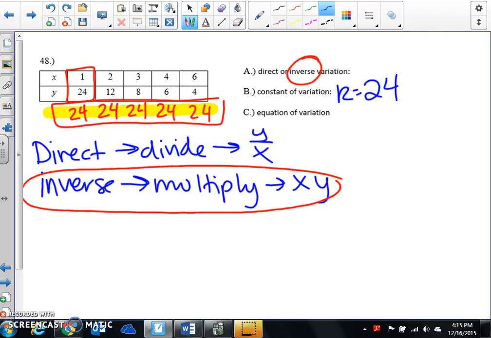So my equation for an inverse variation is y equals k over x. So now I just plug in my k. So y equals 24 over x. That's my equation.